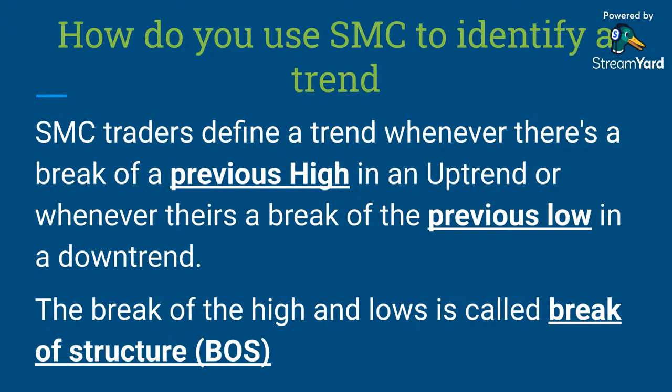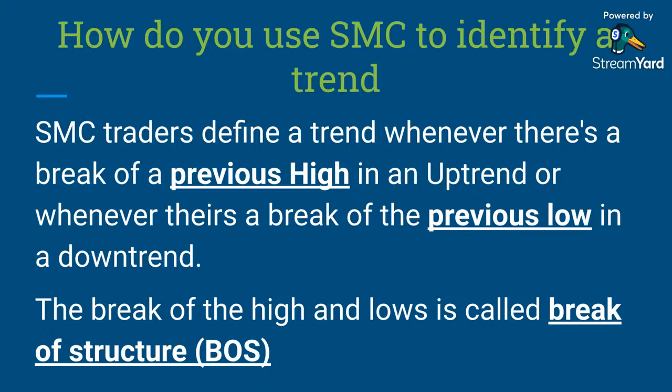Okay, so now SMC traders tend to define trend whenever there's a break of previous high. Now this is just English. Break of previous high in an uptrend. What's an uptrend? An uptrend is when the market is going higher high, higher low. Of course, we talked about the path of an uptrend. Higher high, higher low, higher high, higher low. So when a new higher high is about to be created, for SMC traders, they call it a break of structure. An uptrend is forming.